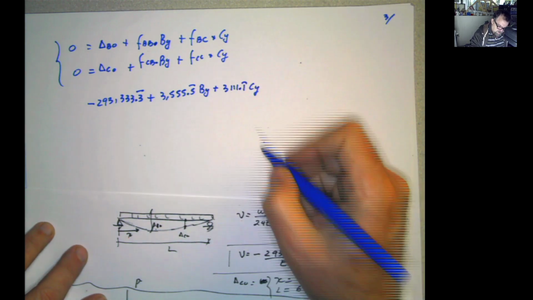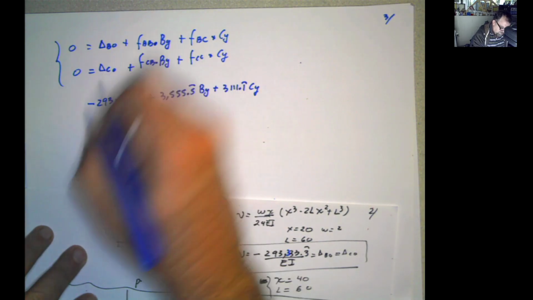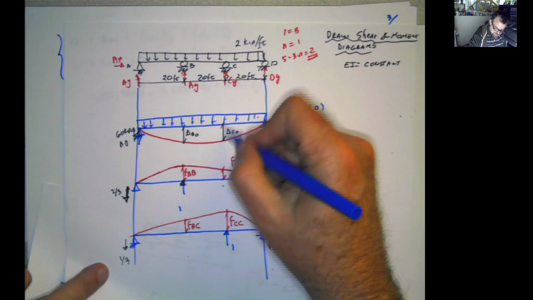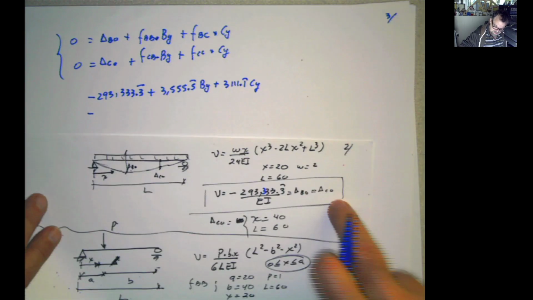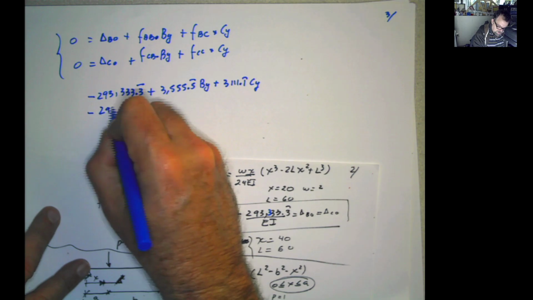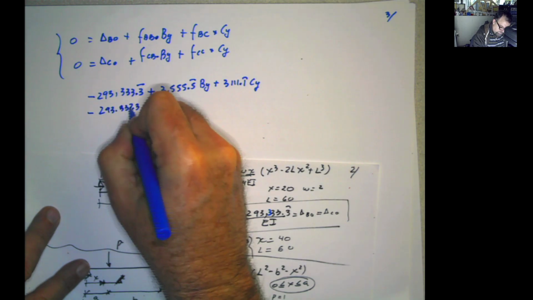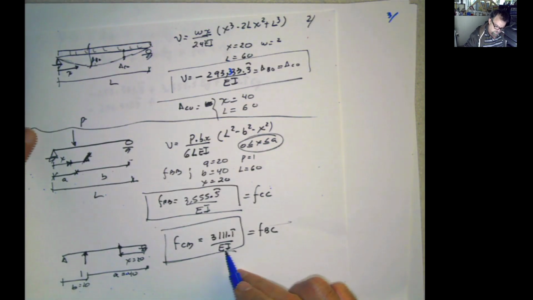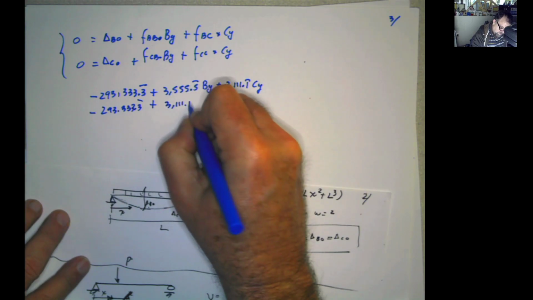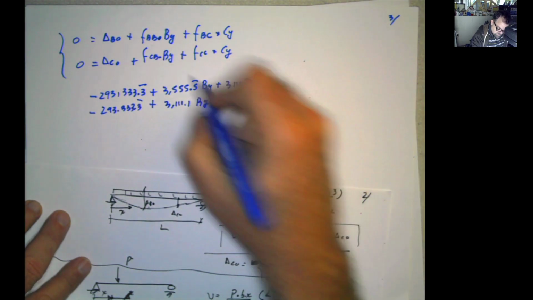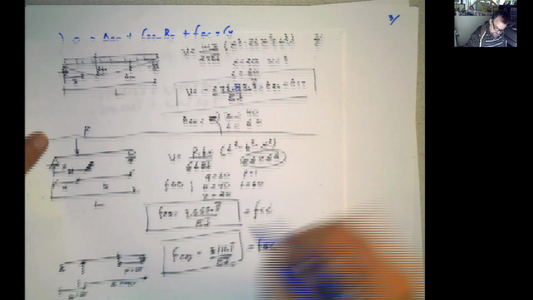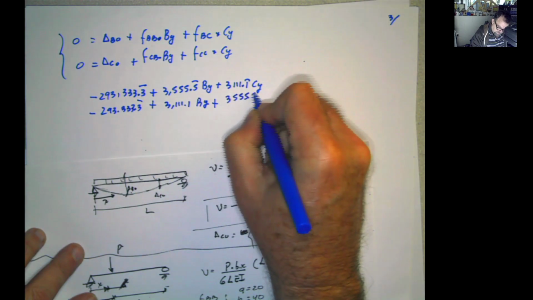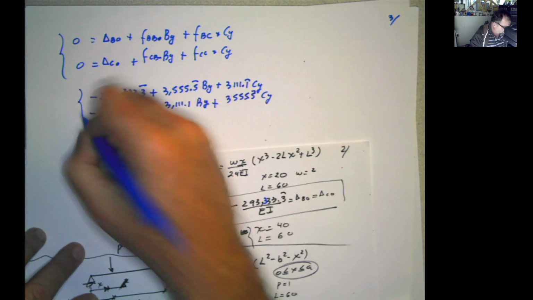CY. Now in this case, delta CO, which is the deformation here, we calculated it and it's the same value, so negative 293.333.3 plus FCB. FCB is this one, 3111.1 BY plus FCC, and FCC is this one, 3555.5 CY. Solve this system.